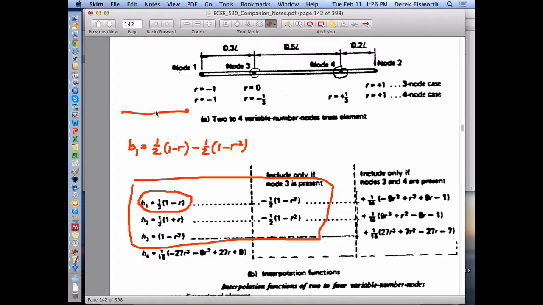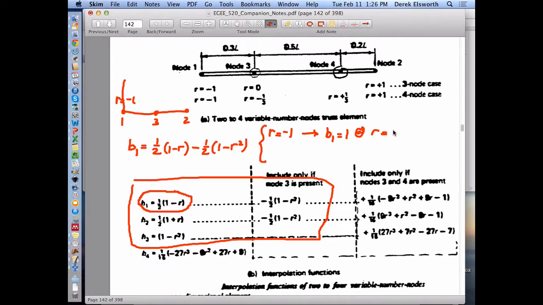So this is node 1. This is r is equal to minus 1. This is node 2, and this is node 3. So we know that B1 is going to have to equal 1 here and 0 at these other points. So we can quickly test that out, I suppose, by just taking, for instance, r is equal to minus 1 at this particular point. This ends up being 1 minus 1 is 2 divided by 2. So this is 1, and minus 1 squared minus 1 is 0, so this term is null. So this gives B1 is equal to 1 at r equals minus 1.